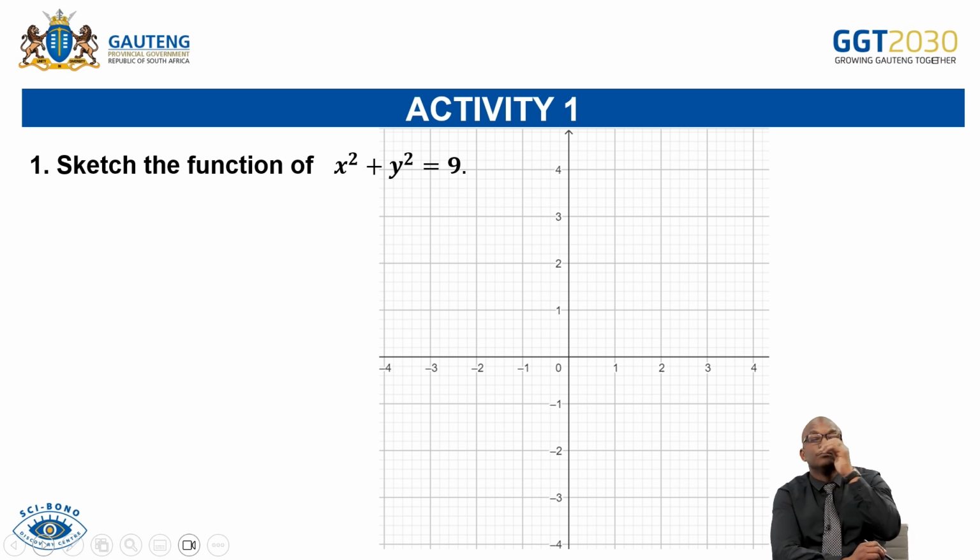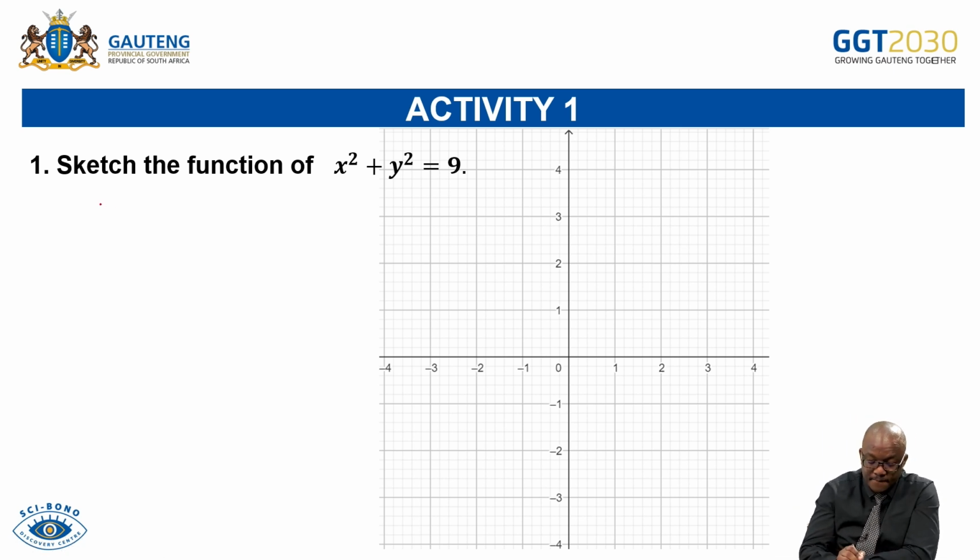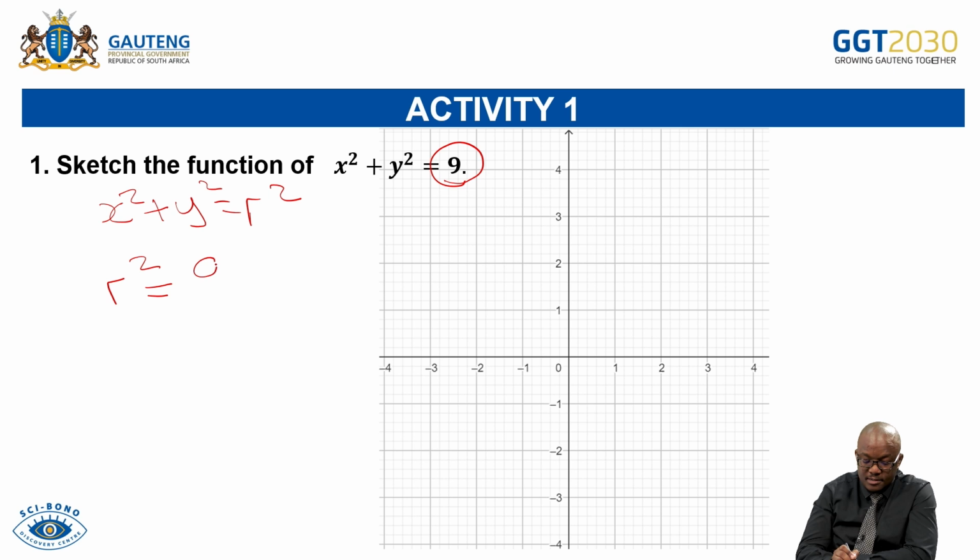So now, let's look at how we sketch this function. Remember, we have x squared plus y squared is equal to r squared. In this case, we know that the value of r squared is equal to 9. So how do we then get our radius? We are going to introduce the square root on both sides. Then your radius will be 3.